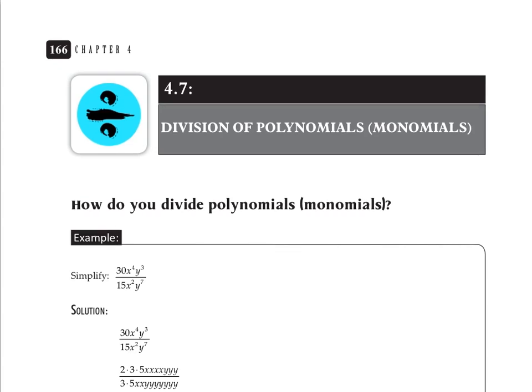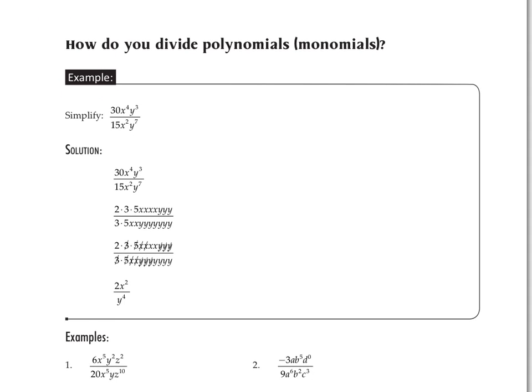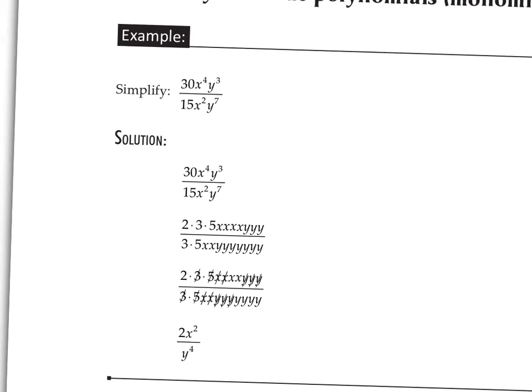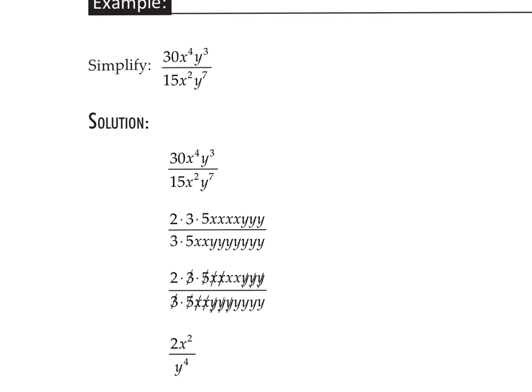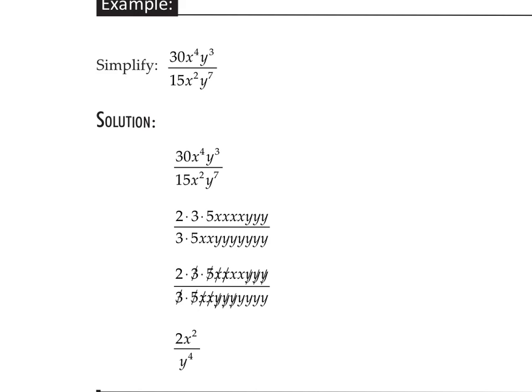So let's look at the first example. It says simplify 30x to the fourth y cubed divided by 15x squared y to the 7th. We've actually done this before, earlier in chapter 4 when we talked about exponents. Dividing a monomial by a monomial, let's just review. A monomial means one term, so this is all one term. Dividing a monomial by a monomial is simply just reducing.